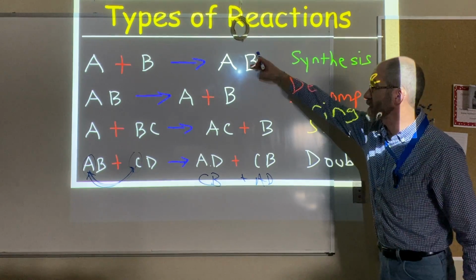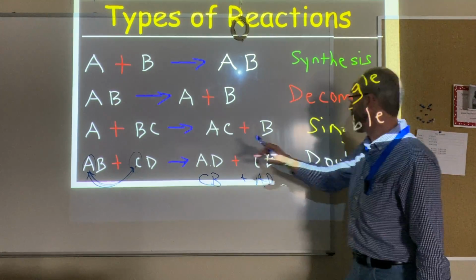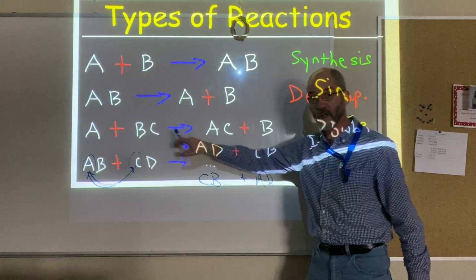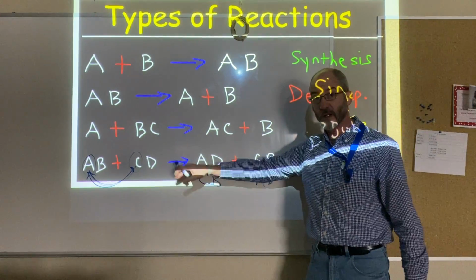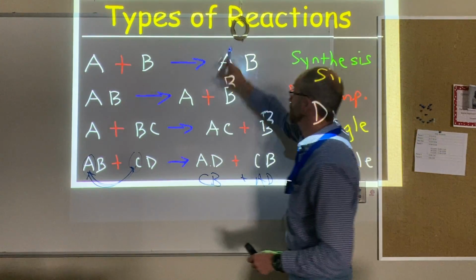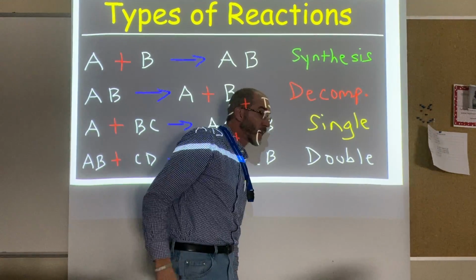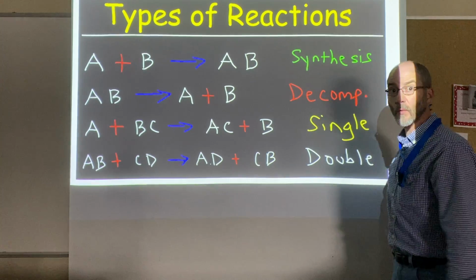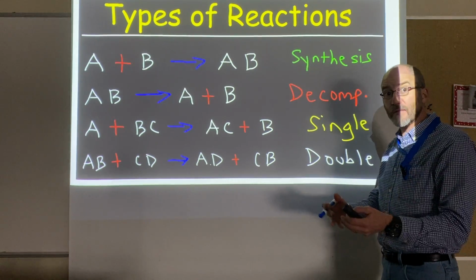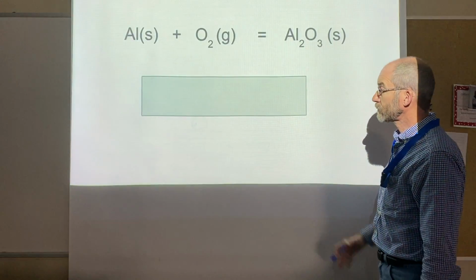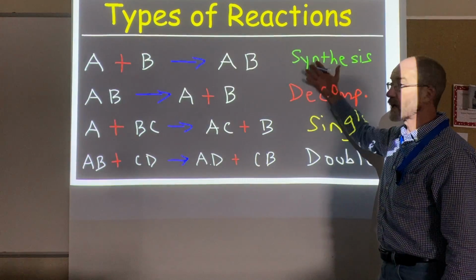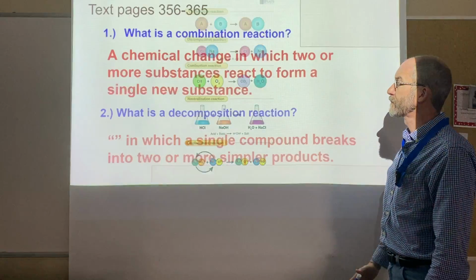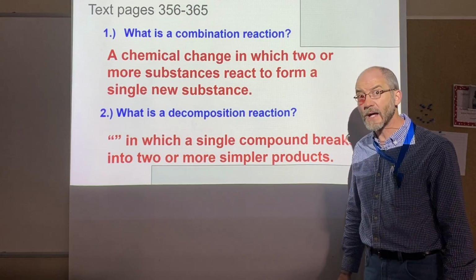Synthesis is a combination. Decomposition, coming apart. Single replacement, we have a single replacement. Double displacement, we have a double displacement or double replacement. And combustion, once again, falls into the combination category. So we have 5 types by name. We have 5 concepts. All right, now let's get 5 definitions.